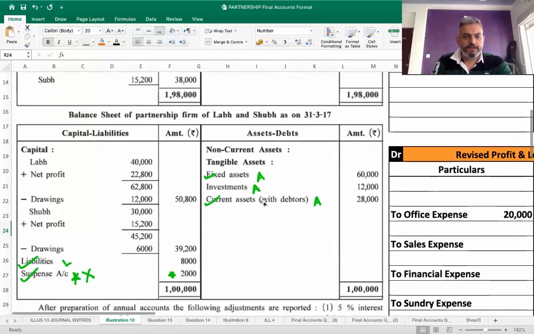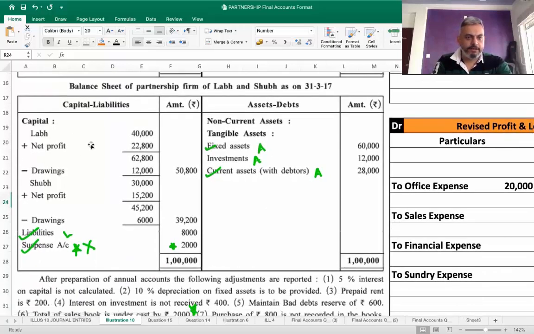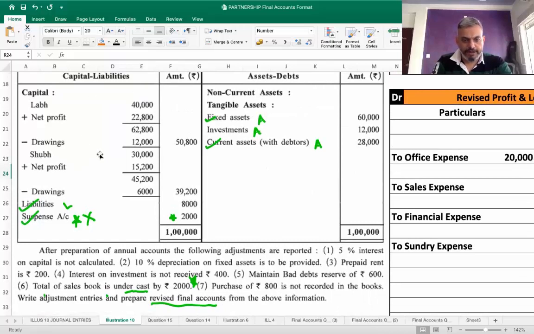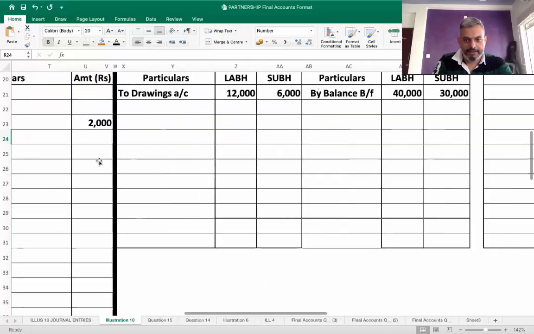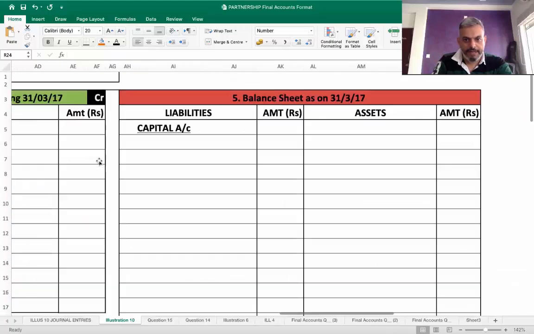Now the balance sheet is given. Capital done. Net profit done. We don't have to do anything with net profit right now. Drawings done. Then liabilities. Inner column 8,000. The balance sheet.